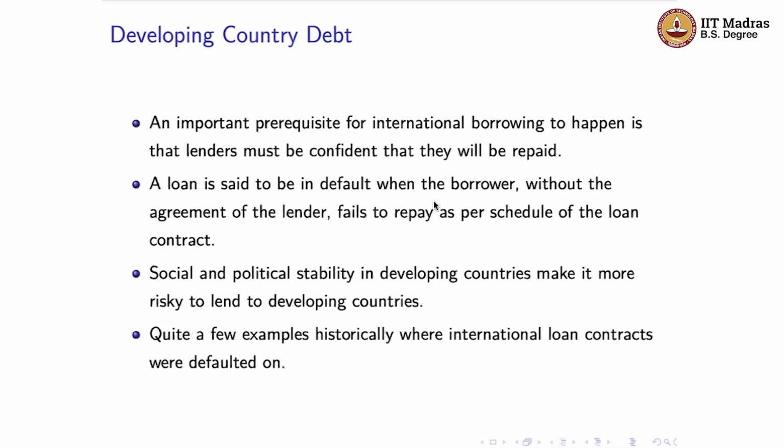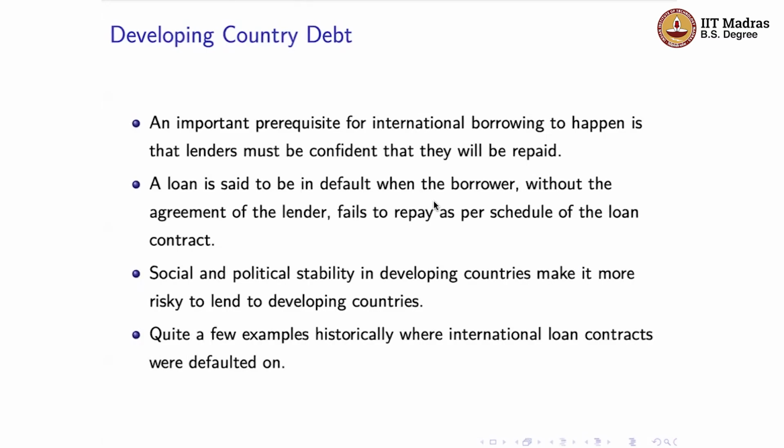Okay. So an important prerequisite for this borrowing that developing countries are doing from developed countries is that the lenders must be confident that they will be repaid, right? Now, what happens if the borrowers are not able to repay? Then we are in a situation of default, right? In that situation, the borrower, without the agreement of the lender, fails to repay as per the schedule of the loan contract, right? Now, this is the source of risk when you have this borrowing from developed economies to developing economies, right? And the social and political stability, or rather the instability, in these countries often makes it more risky to lend to them, right?